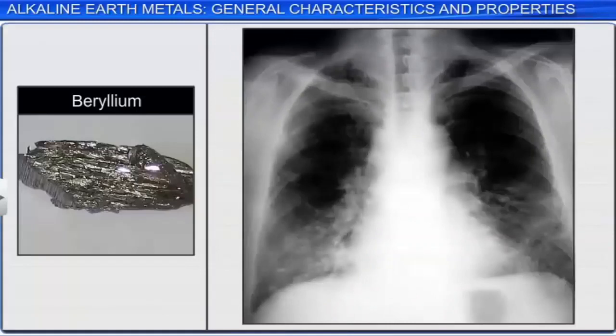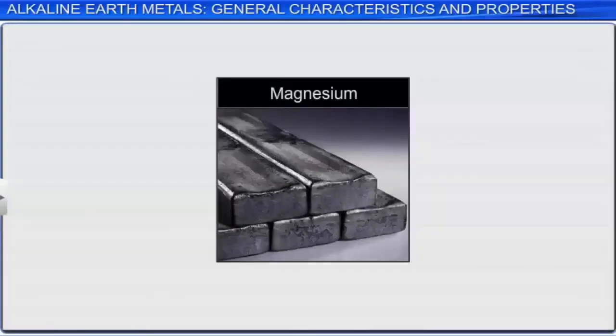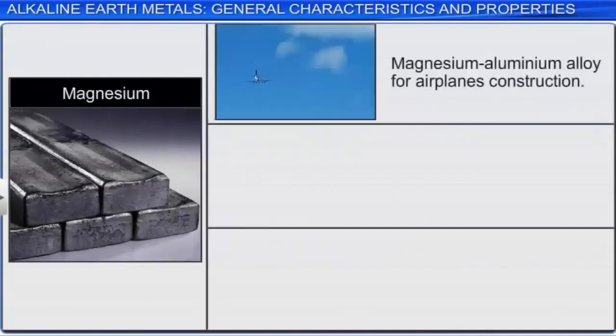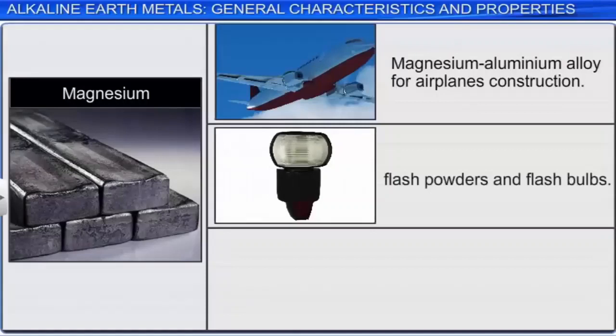The inhalation of beryllium dust, vapor, or its compounds can cause berylliosis, a serious form of metal poisoning. Magnesium is also used to prepare alloys. A magnesium-aluminium alloy is used in the construction of airplanes. Magnesium metal is used in flash powders and flash bulbs for cameras.